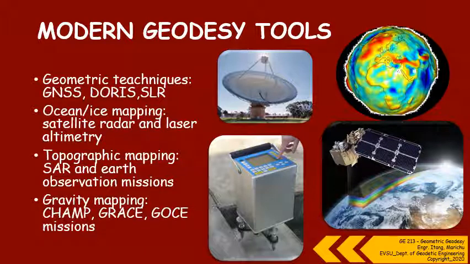We have topographic mapping. We have using the SAR, an Earth observation mission. We use the satellites to determine the topography of the Earth. We have for the gravity mapping, as you can see, the box at lower left. We use this instrument in measuring the gravity on the surface of the Earth.